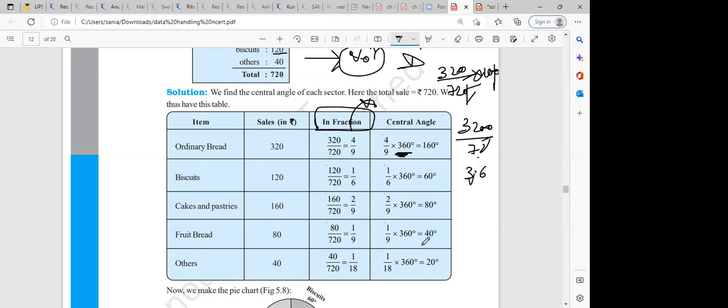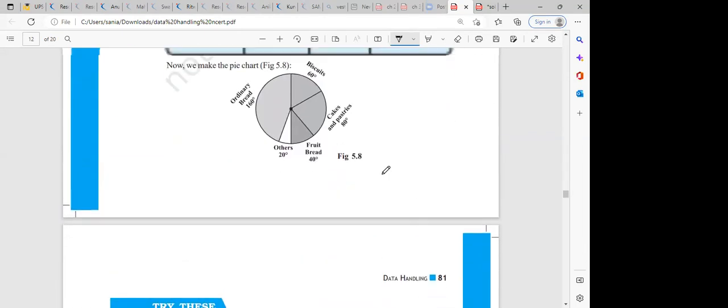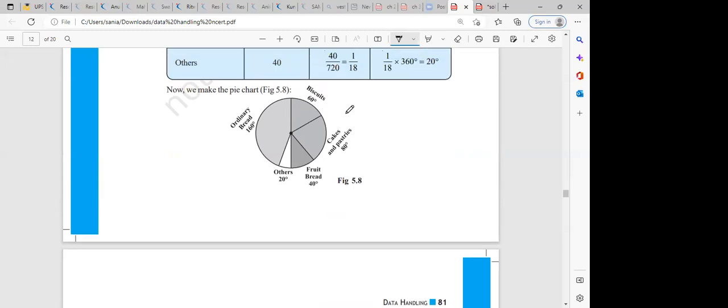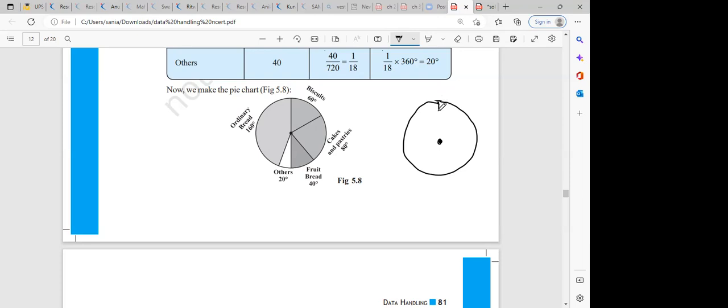You get the degree. Once you have the degree, this is very important: how will you draw it? First of all, you will draw a circle and its center. We have to use a protractor, right? Yes. So over here, first of all, just draw one simple line like this. Now for example, this is your protractor. You will put this line over here, and like that you get the other.